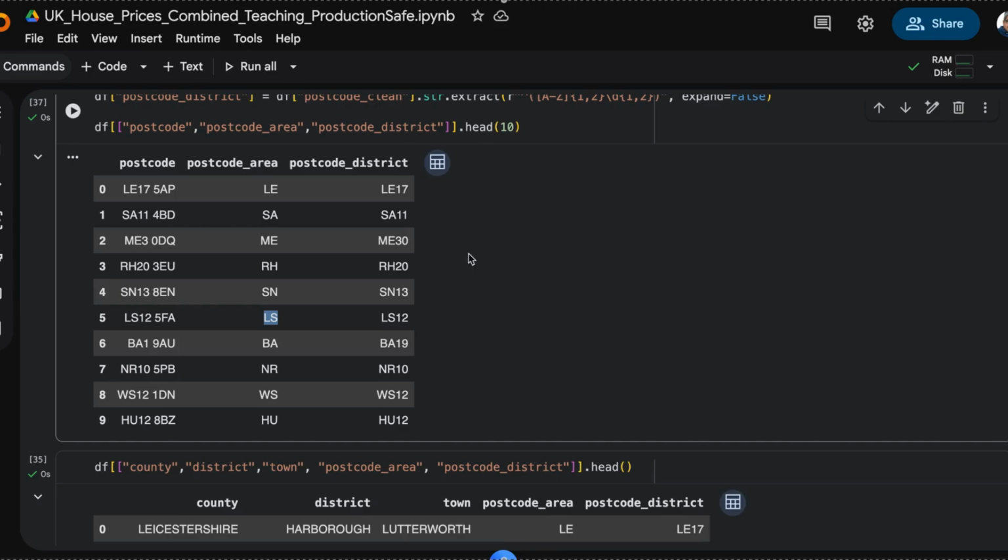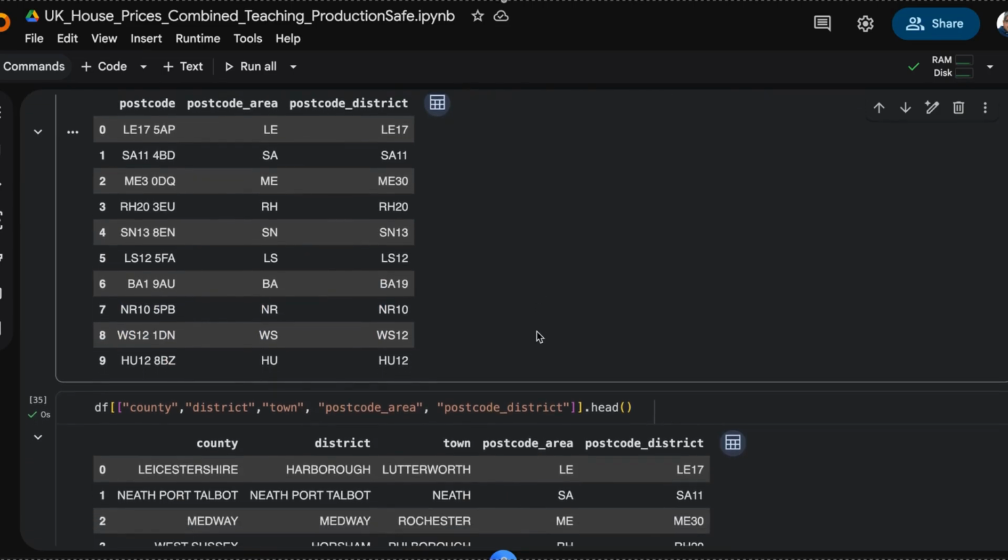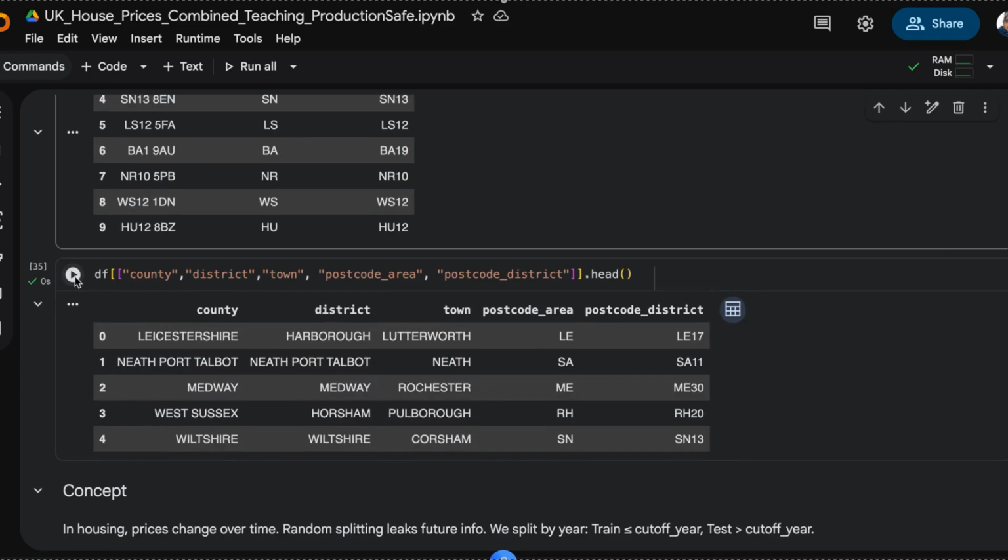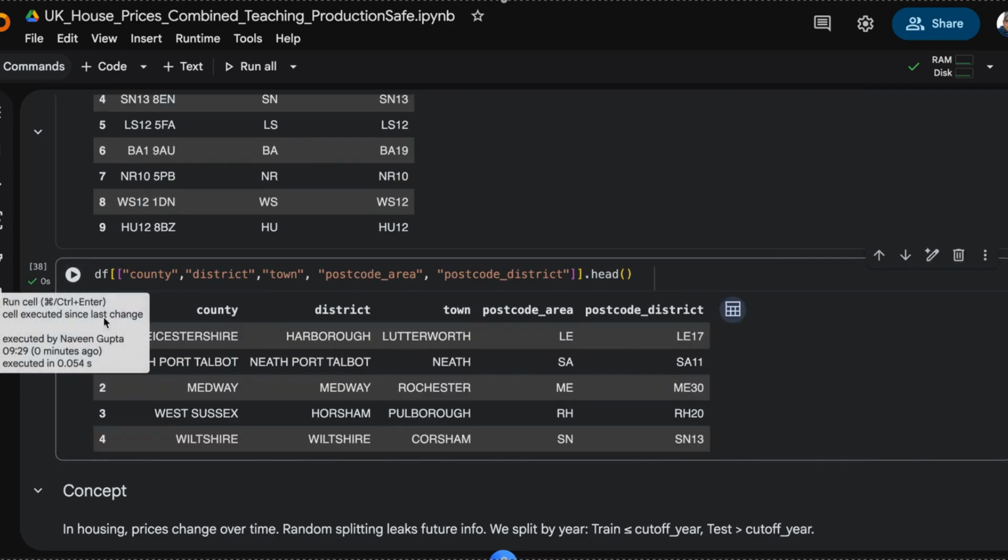Next, we extract the postcode district. This includes the area plus one or two digits. For example, SW1, B15, LS10, etc. The district is more granular than area, but far less granular than full postcode. It captures neighborhood level information. Now let's compare original postcode, extracted postcode underscore area, extracted postcode underscore district.